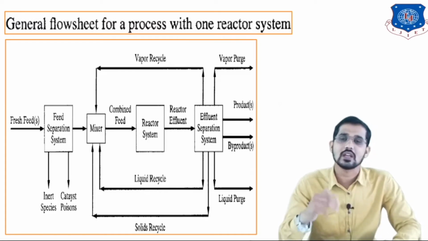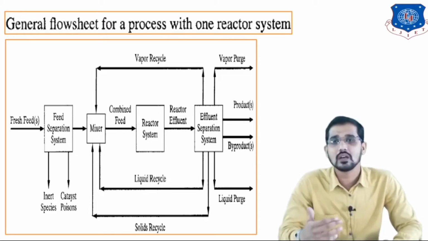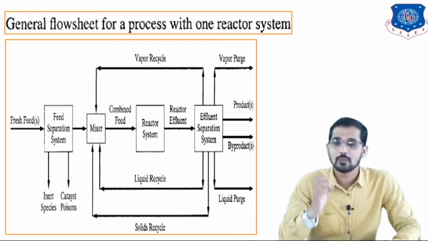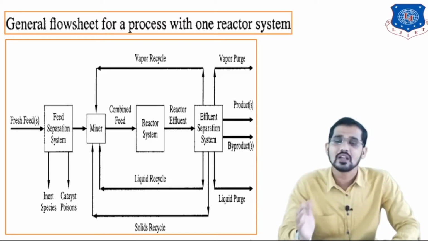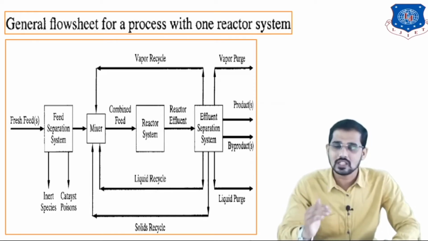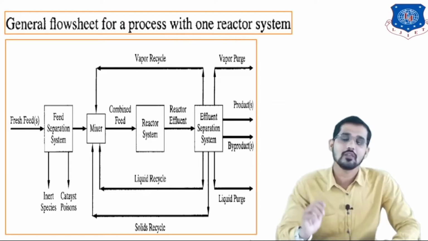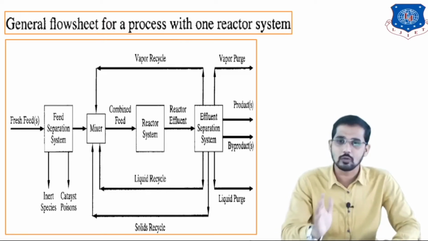We know that there is another term, catalyst promoter. This promoter enhances the rate of the catalyst, but a catalyst poison deactivates the catalyst, or I can say it decreases the rate of the catalyst. So we are removing all this catalyst poison, inert species and impurities present in the fresh feed. After purification, we are transferring that feed material to the mixer.